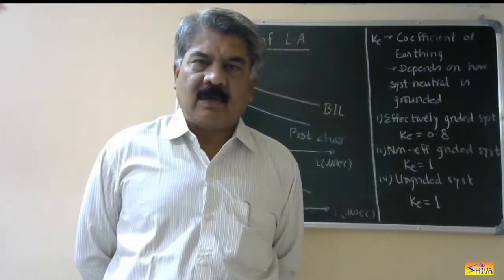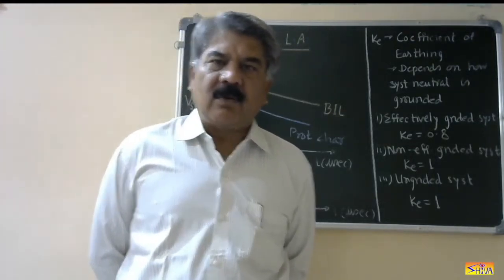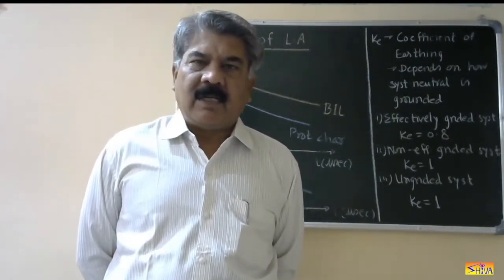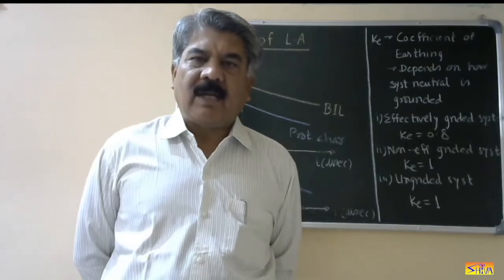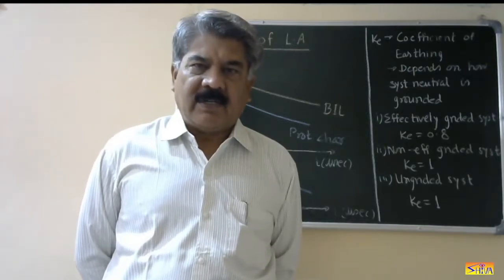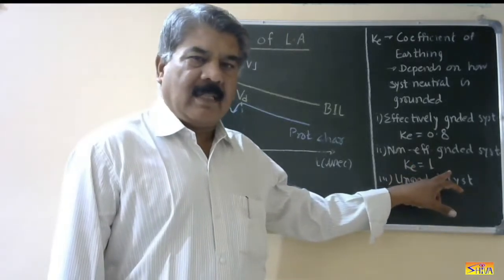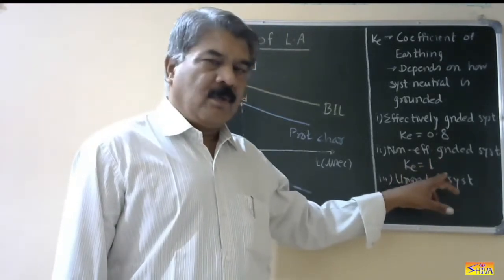And if system neutral is grounded through some resistance or it is grounded through Peterson coil, that is arc suppression coil, then the line to ground voltage of the healthy phase is in between 80% to 100% of line to line system voltage during fault condition. For such systems, we take Ke, that is coefficient of earthing, is equal to 1.